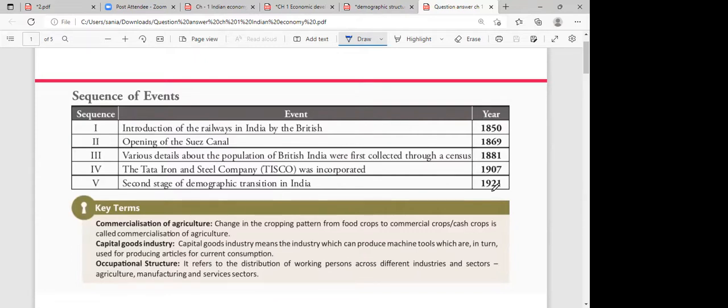Basically, from here only you will be getting questions. Sometimes in the exam hall you get the question: just arrange them according to chronological order or according to the events that took place. Or you will get a question like when the Suez Canal opened, when railways were introduced in India, when Tisco was introduced. So you have to remember the years as well as the sequence. So you can write it down. And then we are done with this.